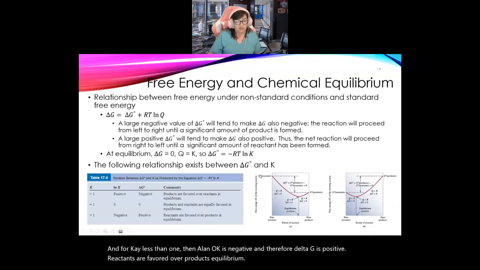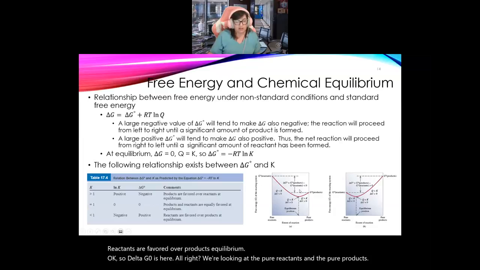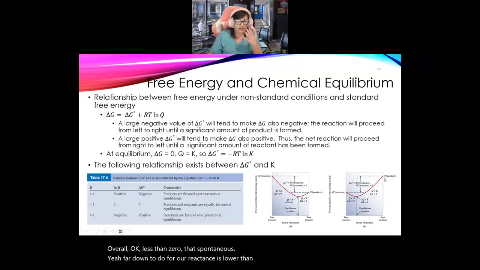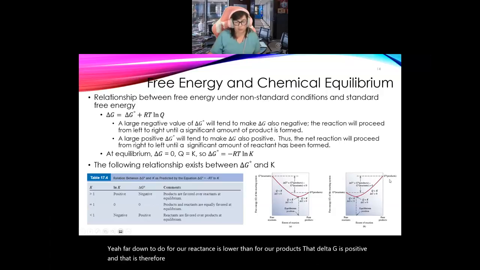So delta G naught is here. We're looking at the pure reactants and the pure products. If delta G is higher for the reactants than it is for the products, that's a negative delta G overall, less than 0, and that's spontaneous. If our delta G for our reactants is lower than for our products, that delta G is positive, and that is therefore not spontaneous as we move forward.